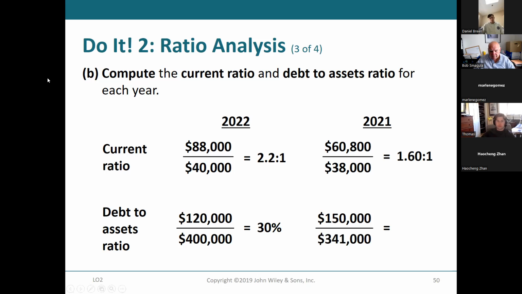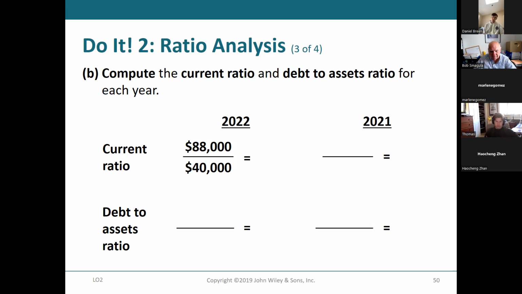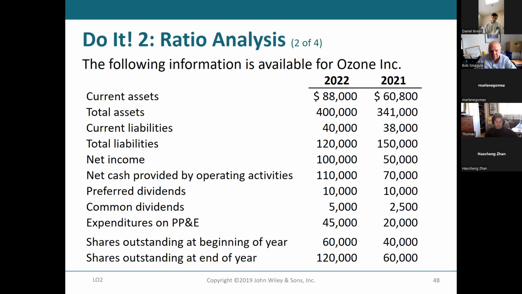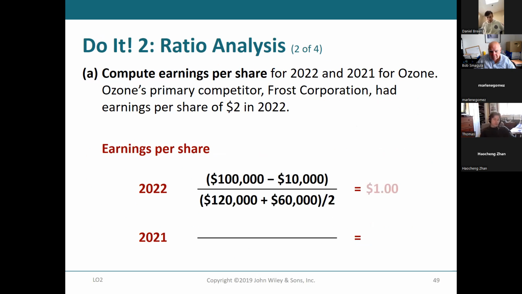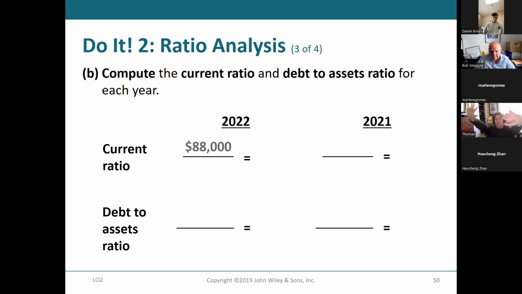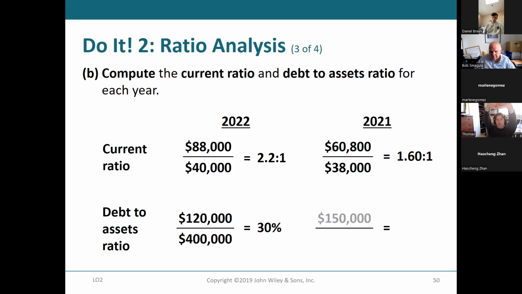Current, the first thing they did was give us the current ratio. They didn't tell me that that was going to be part of the question. They did the current ratio, 88 over 40. Current ratio, 88,000 divided by 40. Then they did debt to equity. Debt to equity, total liabilities 120 over 88.